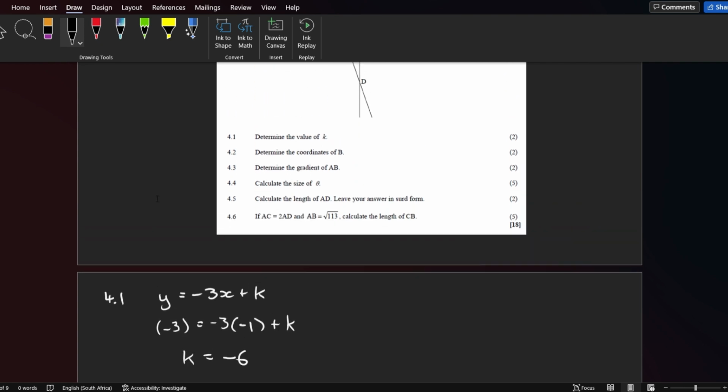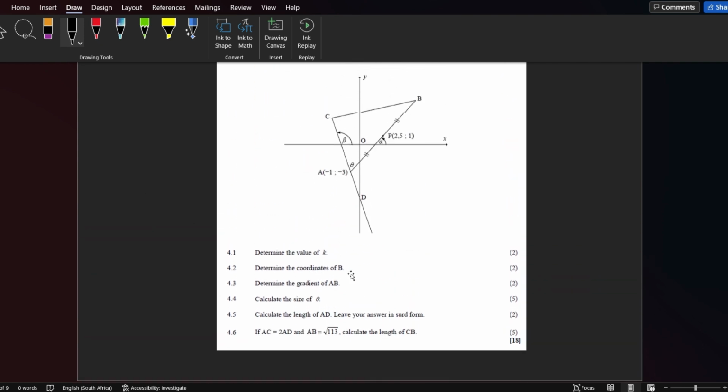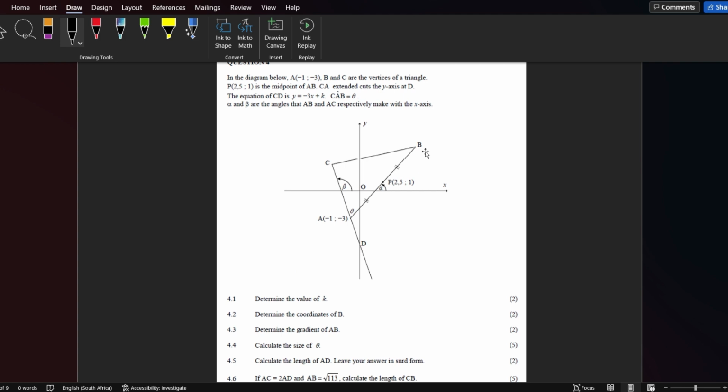Okay, moving on to question 4.2, determine the coordinates of B. And looking at B, B lies on this line AB, and for the line AB we are given the coordinates of A, we are given the coordinates of P, which is the midpoint of AB, and the coordinates of B are unknown. So whenever you are given a line and you are indicated the coordinates of the midpoint and one other coordinate which forms part of the line which makes the midpoint, meaning A and B are equidistant from point P. They are both the same distance away from point P.